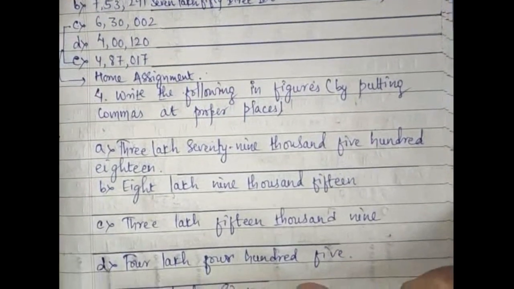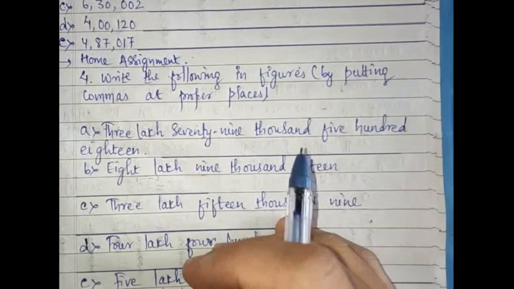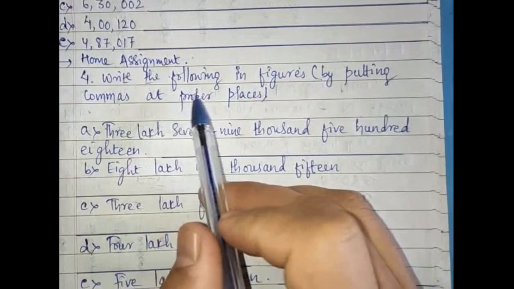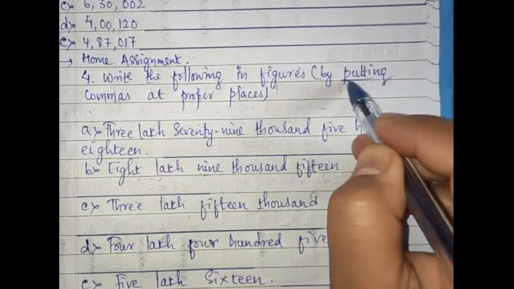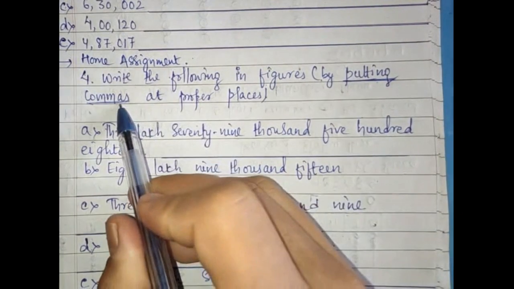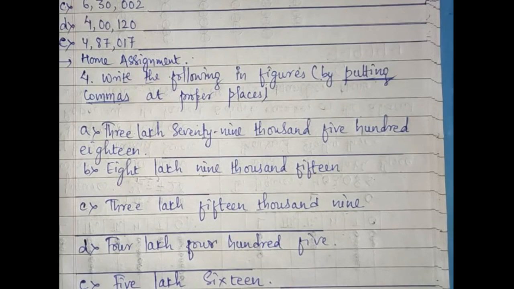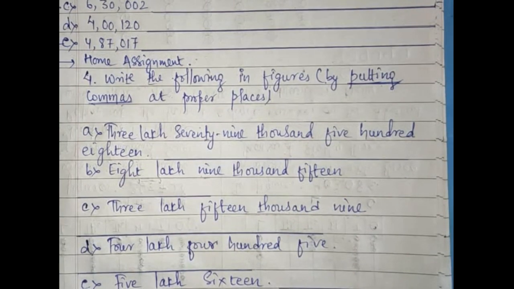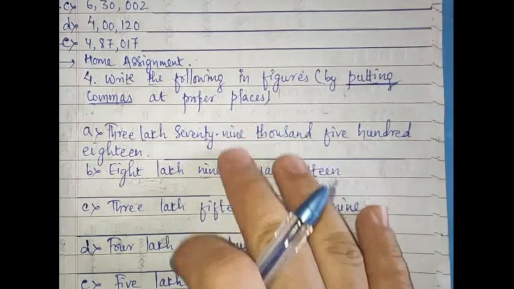Okay. Proceeding forward, we have question number 4. Write the following in figures by putting the commas at the proper place. So just see what I have mentioned in the previous question, that putting the comma is a mandatory thing. Mandatory means a very, very important thing. It should be in the proper place. You cannot put it here and there. I've already told you where to put the commas, right? So using that concept, we are going to solve this problem also.